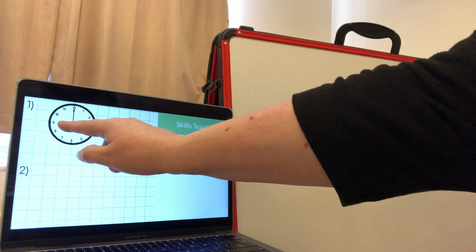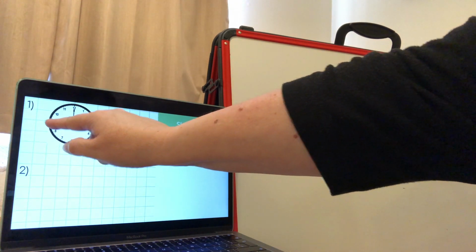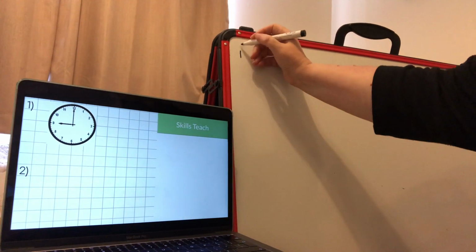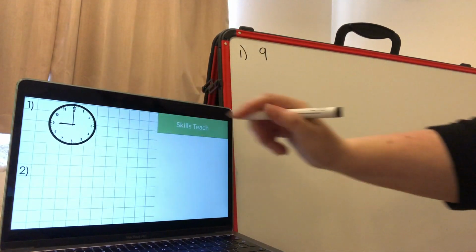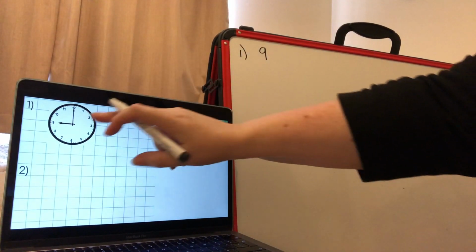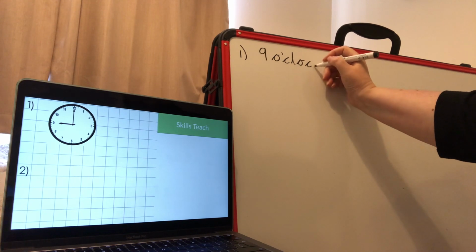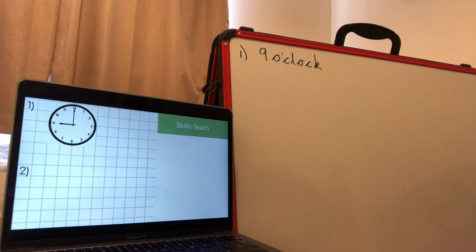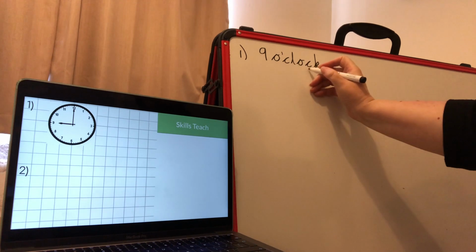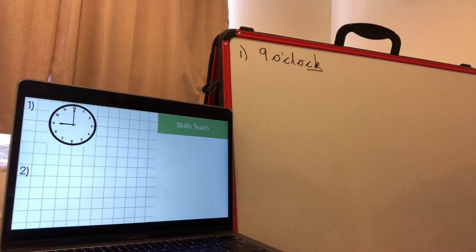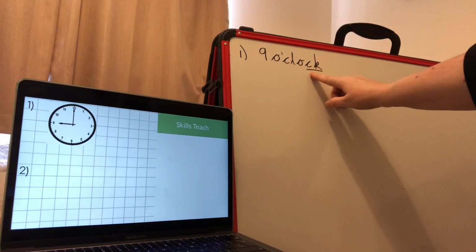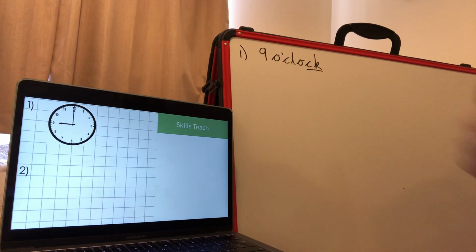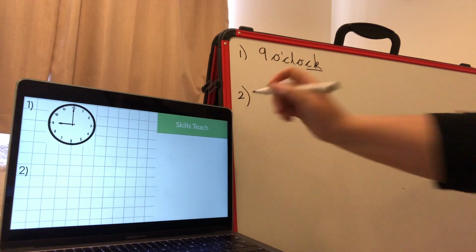What number is it pointing straight at? It's pointing straight at 9, isn't it? So number 1, the time is 9, as shown by the short hour hand, o'clock. We know that because the longer minute hand is pointing to the top of the clock. So number one, the time is 9 o'clock. Look, it's got a clickety-clack digraph on the end of it, a C and a K on the end of clock. Clock.